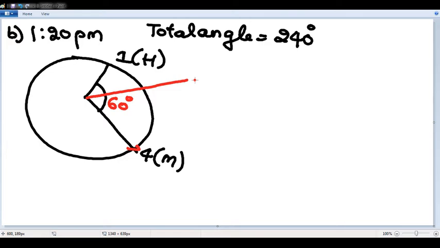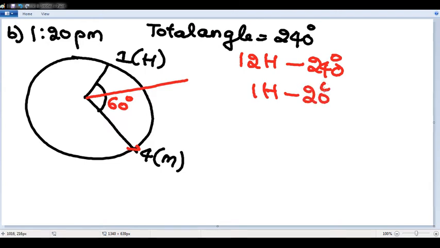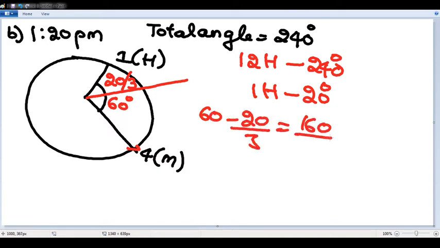1 minute half, 1 minute how much it is? Right? It is 12 hours, it is 24 degrees. Right? 1 hour it is 20 degrees. So it is 20 by 3. 60 minus 20 by 3. 180 minus 20 by 3. 160 by 3. Right? Any student, if you think you have not understood it, please put it in the live chat. I will repeat in case you have not understood.